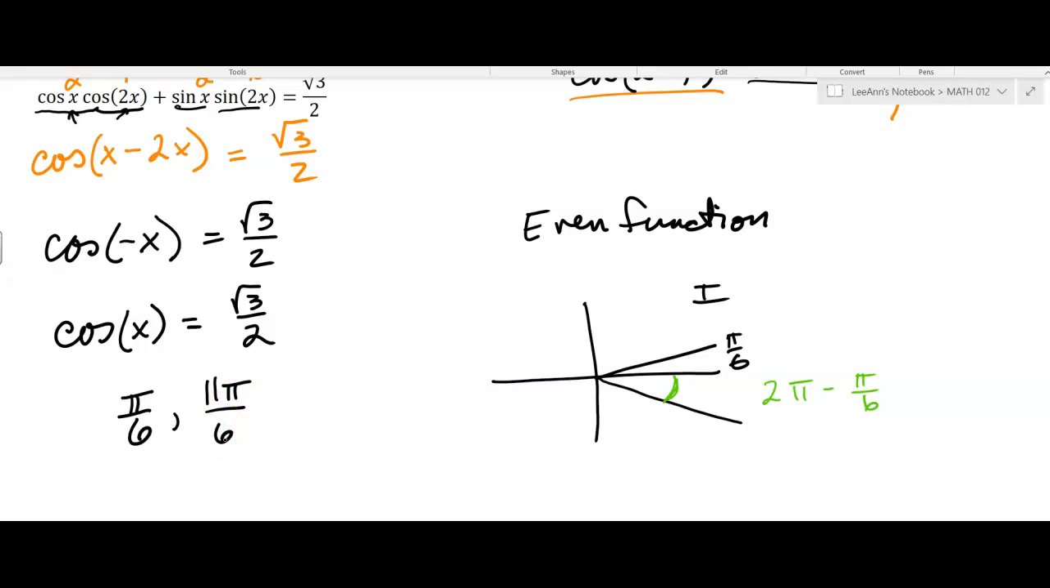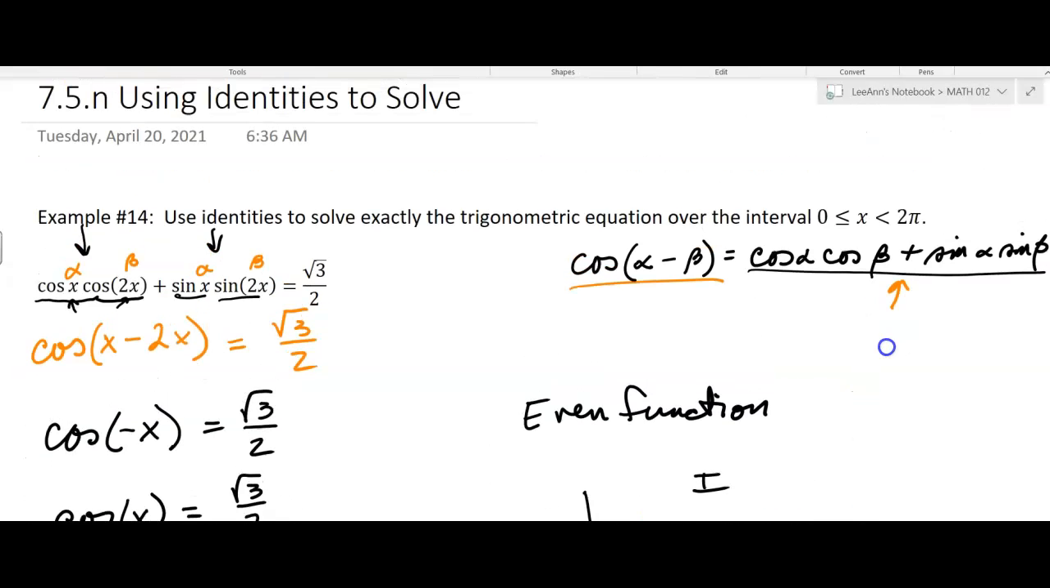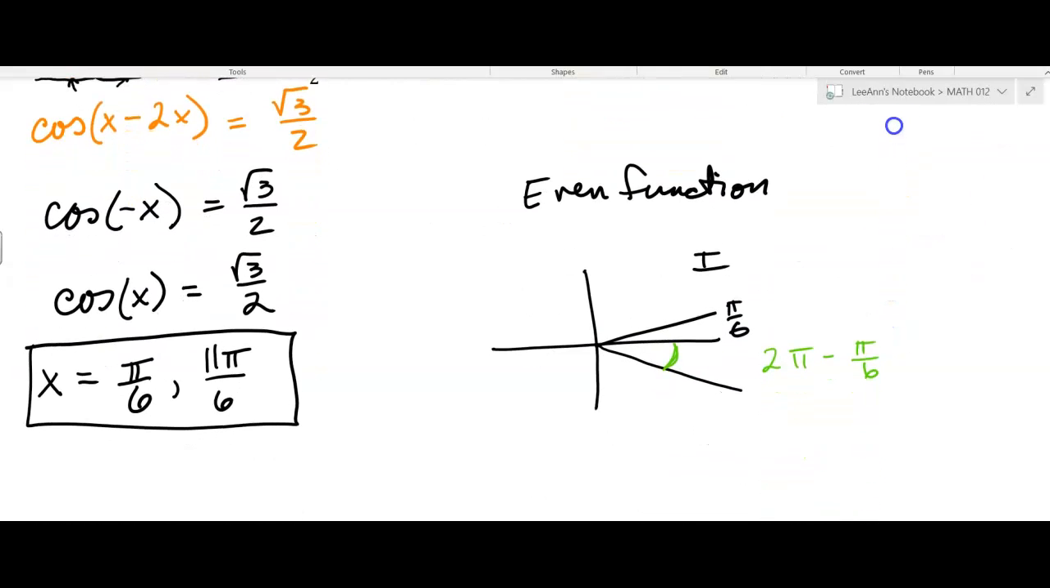And this was in terms of x, so that's what x equals. We were trying to solve for x this time. And I believe there was a restriction of 0 to 2 pi. Yeah, so those are in the range, or in the domain. So we're done.